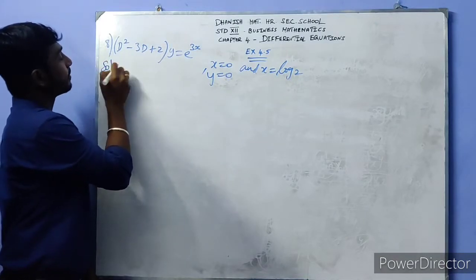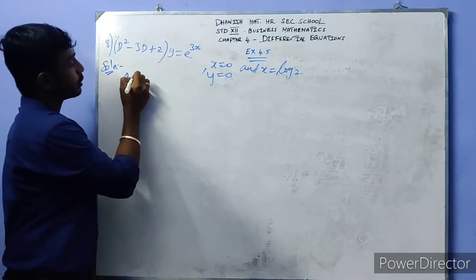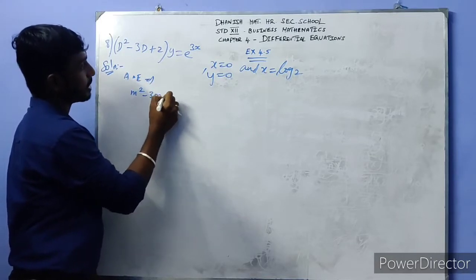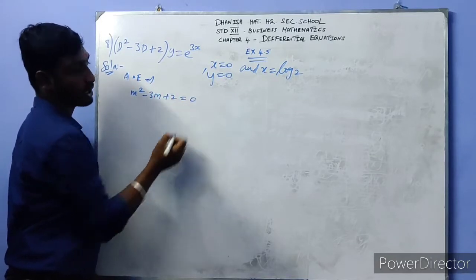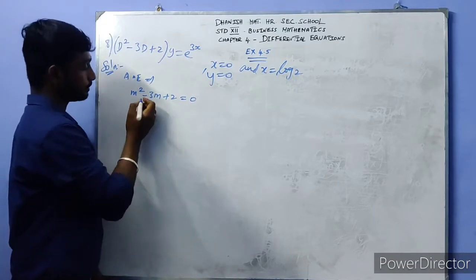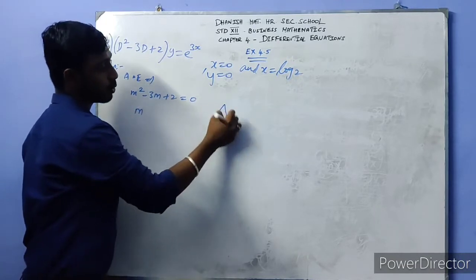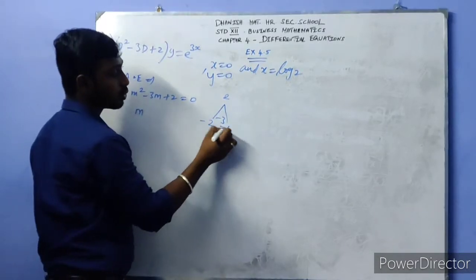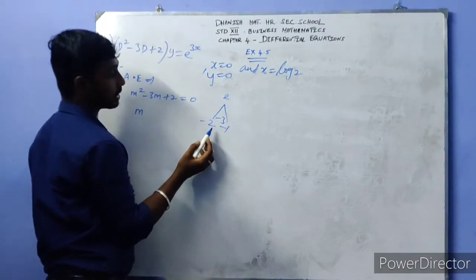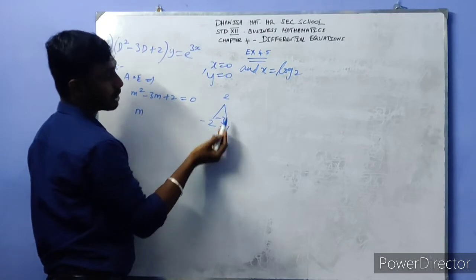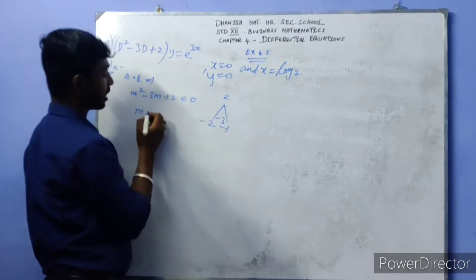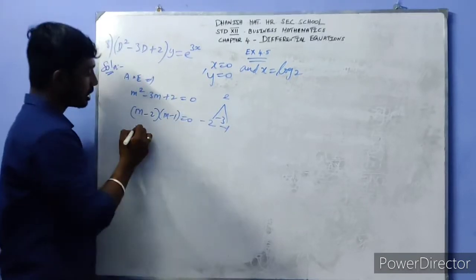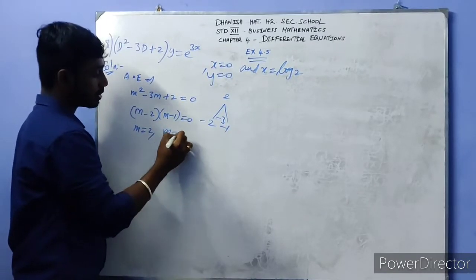First we have to change into the auxiliary form, that will be m square minus 3m plus 2 equal to 0. Now we are going to factorise using the multiplication method, product 2 and sum minus 3. You are getting 2 ones are 2, so both the values are minus, minus 2 and minus 1. You are getting m minus 2, m minus 1 equal to 0. Then m is equal to 2, then m is equal to 1.